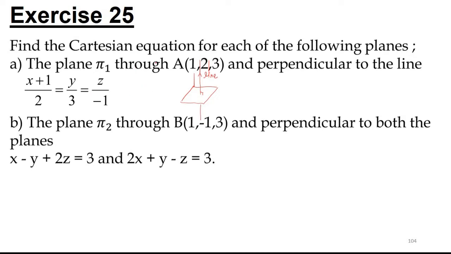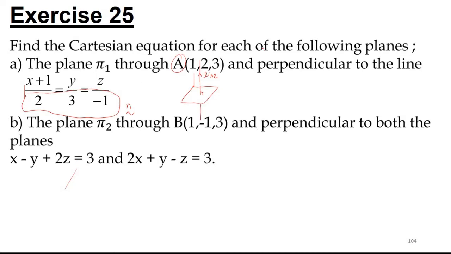So we already have it. The point is there. The normal is the direction vector of the line, because it is perpendicular to that line. Okay? That is its normal. And then the plane pi 2 through B and perpendicular to both planes. This one is like the previous one. Try to do it. It is perpendicular to the two other planes.